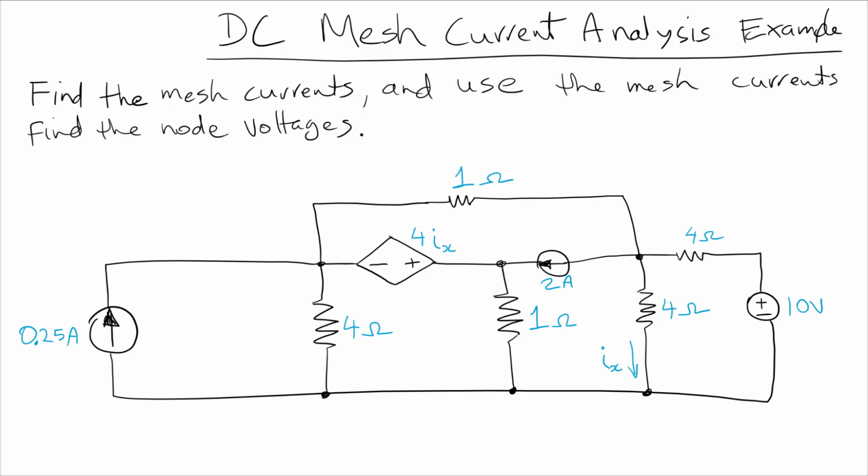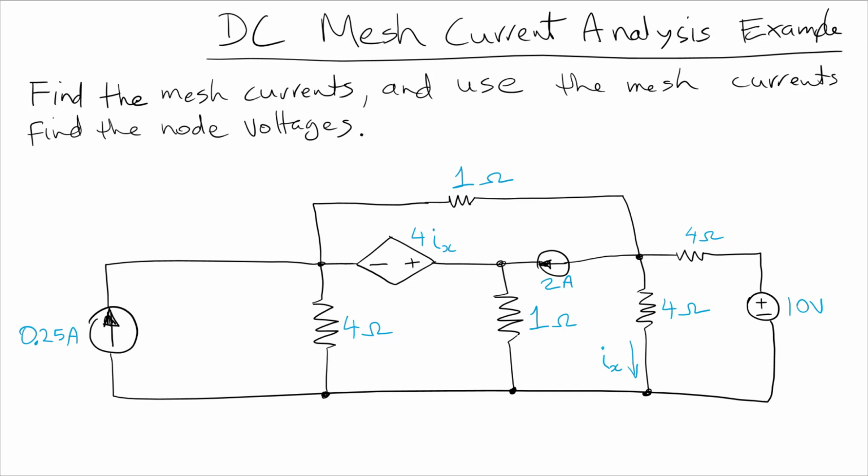Hello everyone. I'm going to go over the example we did with the node voltage analysis, and I'm going to use the mesh current analysis to solve the same circuit and obtain, hopefully, the same node voltages as we did with node voltage analysis. If the methods are correct, then both methods should yield consistent results.